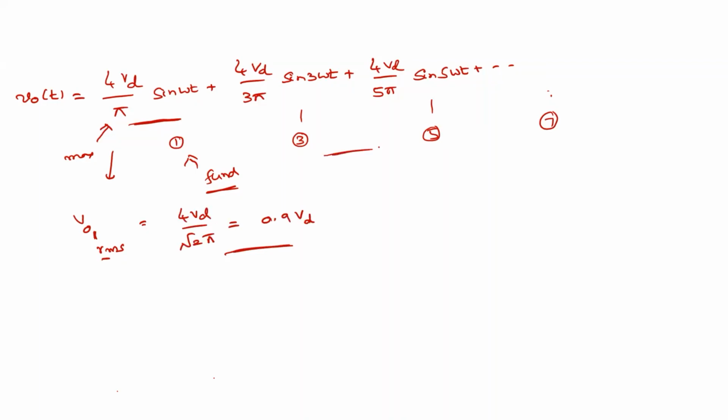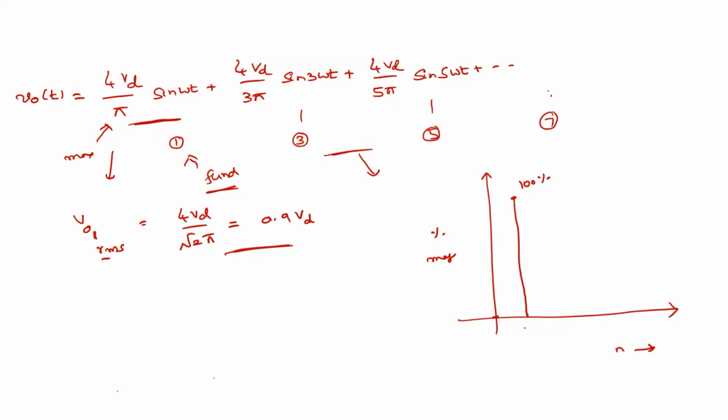The rest of the things are harmonics. For example, if you draw a harmonic spectrum for this one, you have harmonic order here and percentage magnitude. We have no DC here, so there is no DC. This is the fundamental, so let us assume the fundamental is 100%.